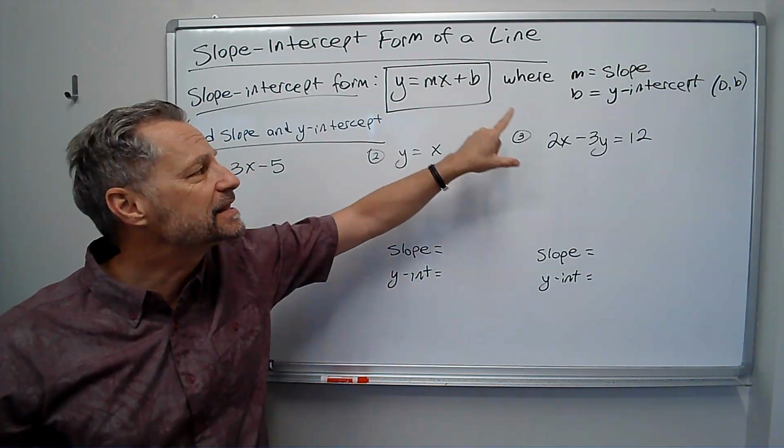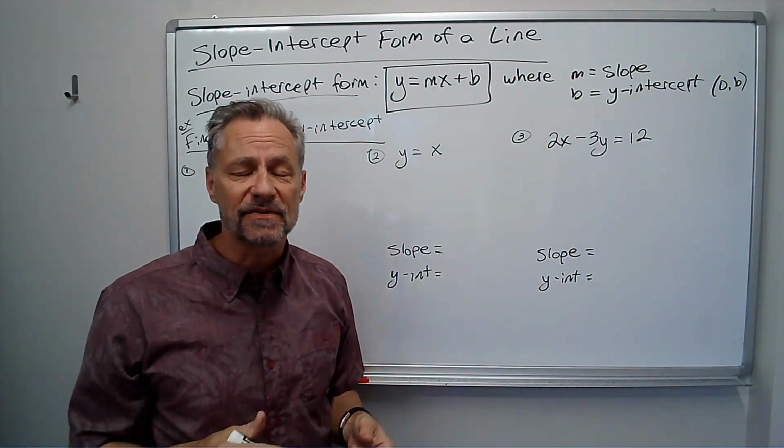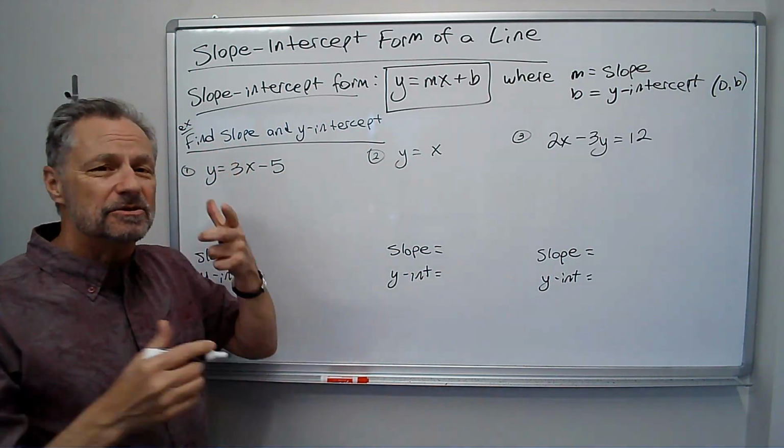Now, as a point, this would be the point (0, b), because remember the y-intercept always has an x value of 0. So let's look at some examples.